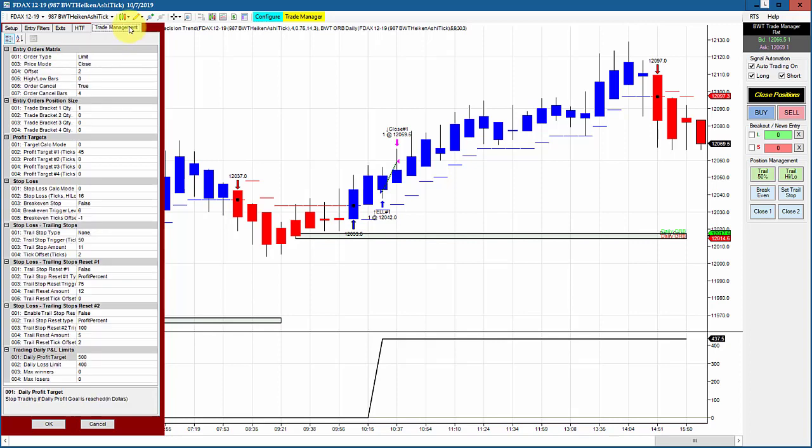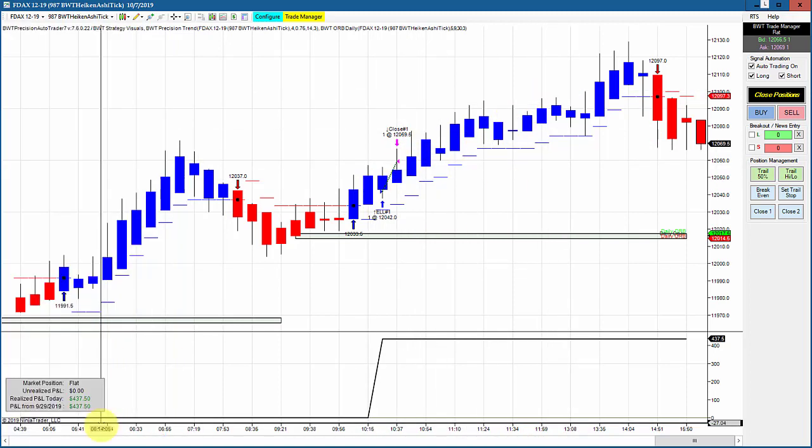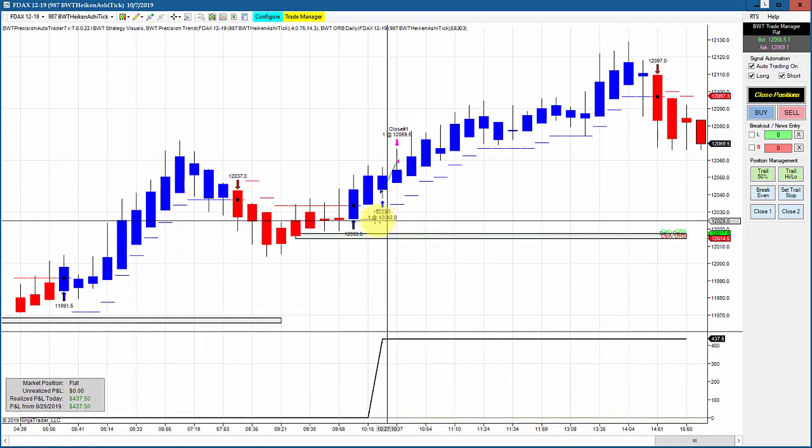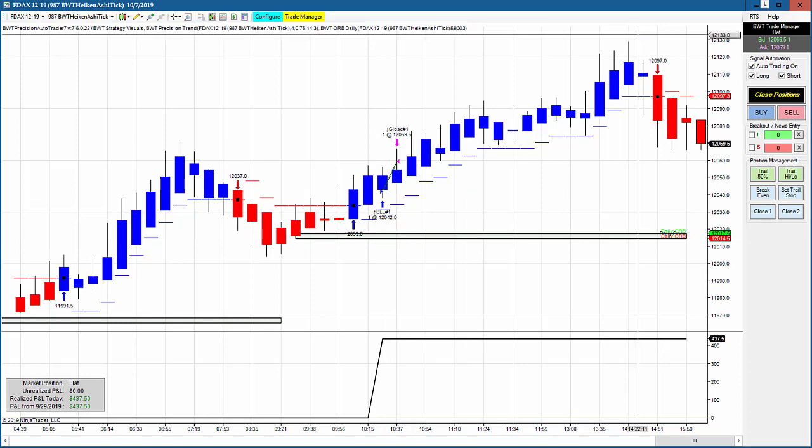The profit target on this is 500, perhaps a little bit understated. As you can see, a lot is left on the table in a move like this. So anyway, this did 437, and an excellent example of the open range filter.